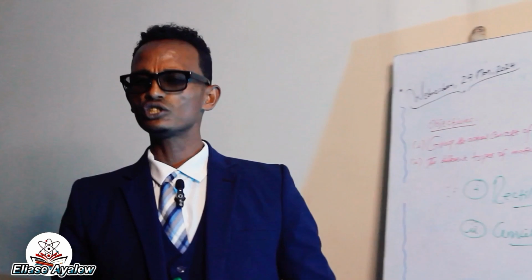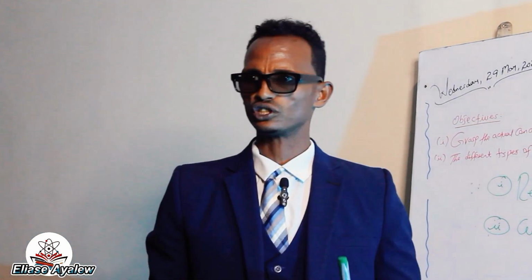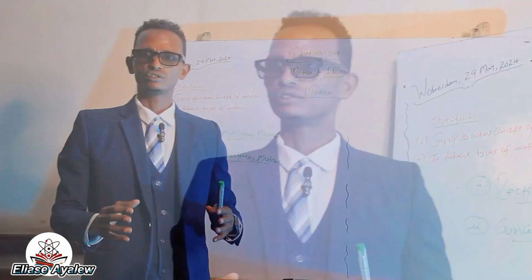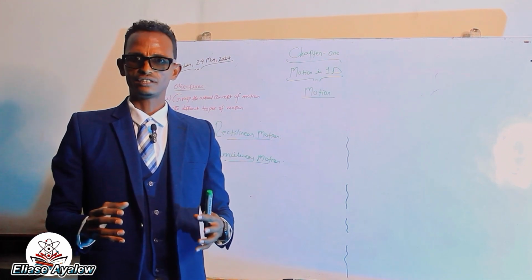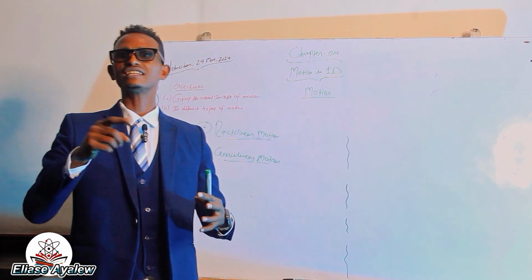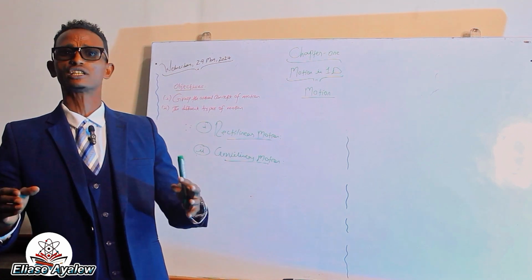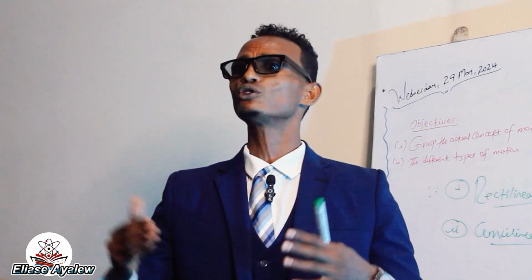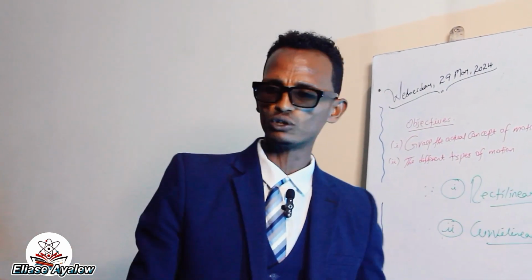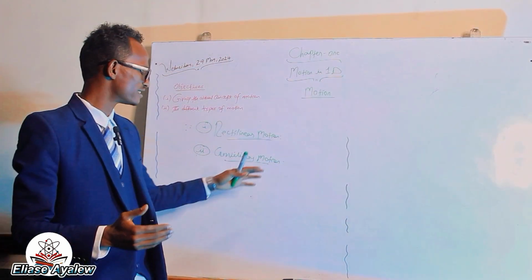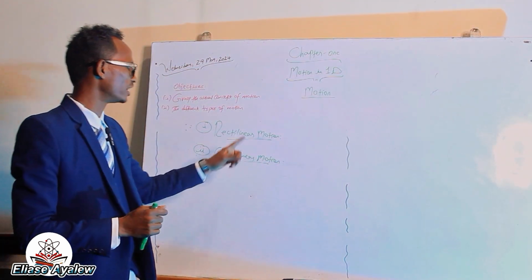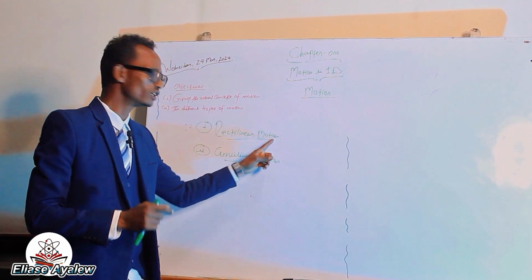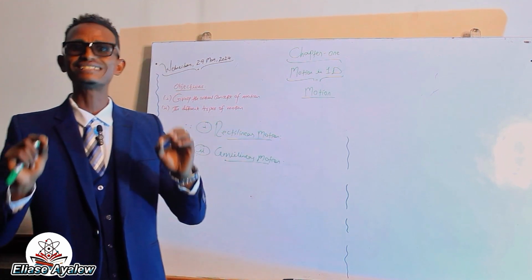And this curvilinear motion is another type of motion where the object moves in a certain curved path. Therefore, whenever an object moves in a circular path or in a curved path, its motion is said to be curvilinear motion. In this case, the motion follows a curved path. But don't forget, in the case of rectilinear motion, the object follows a straight line path.